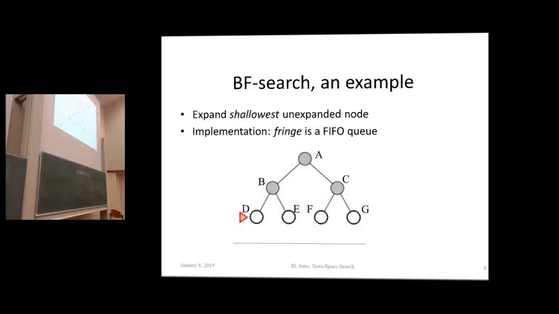And basically, by using this data structure of a FIFO, of a queue, you get the behavior that you start with the top, and then you explore the first level, and after that you explore the next level. Basically, you explore breadth first, the level of the search tree.